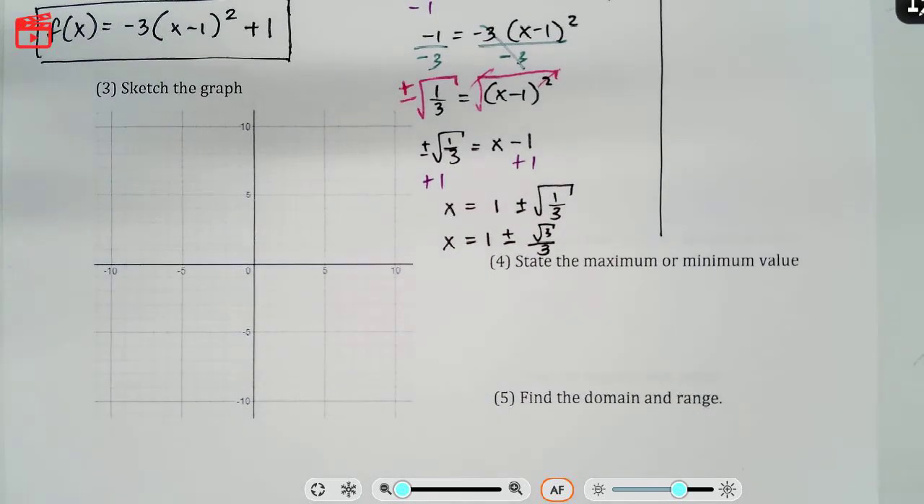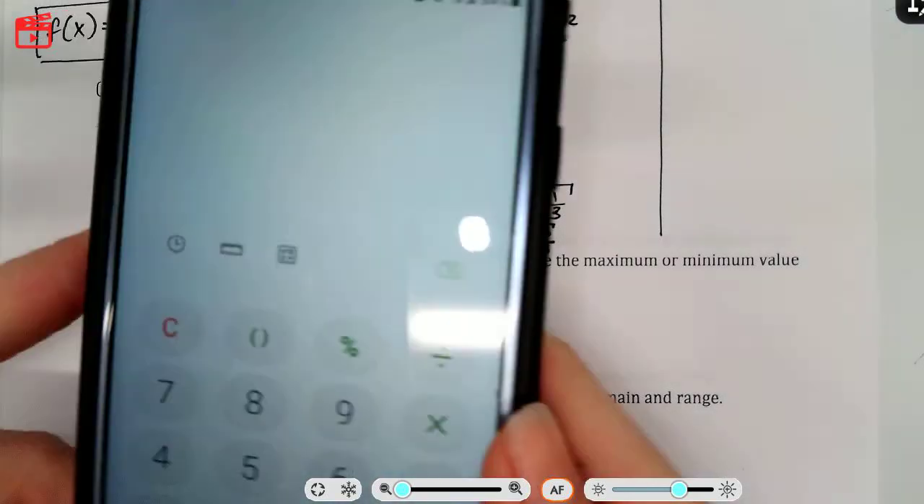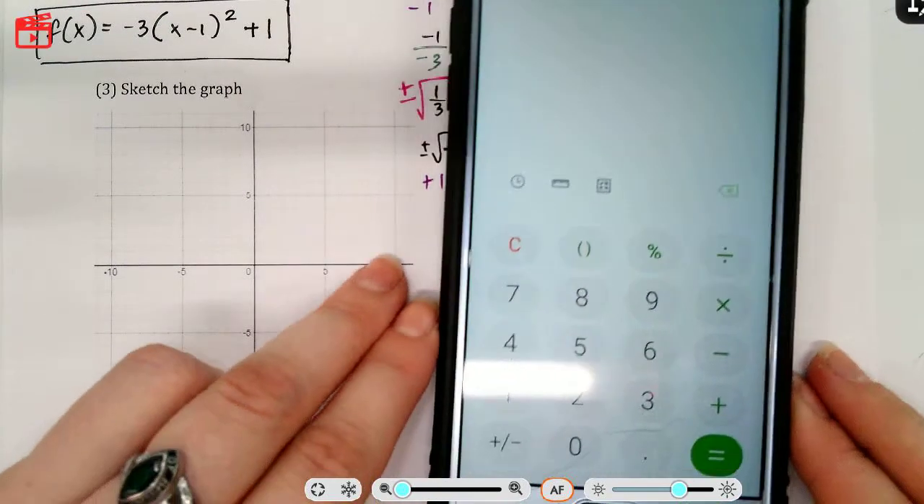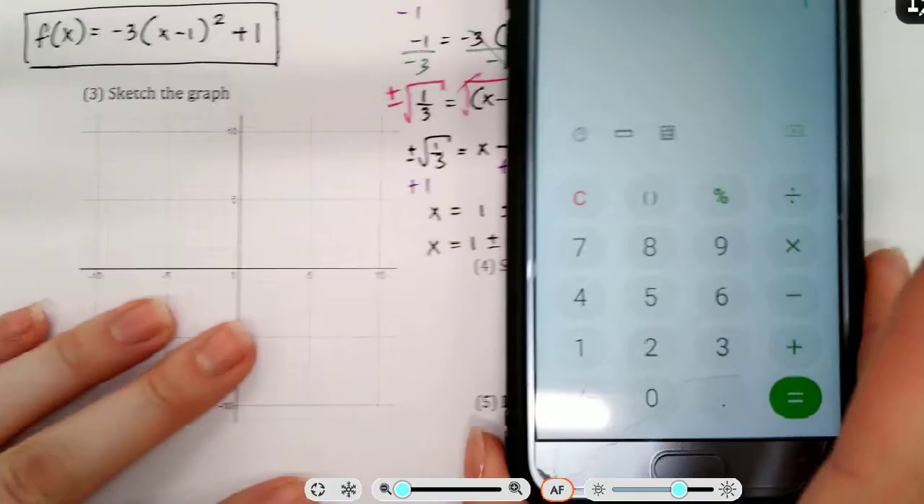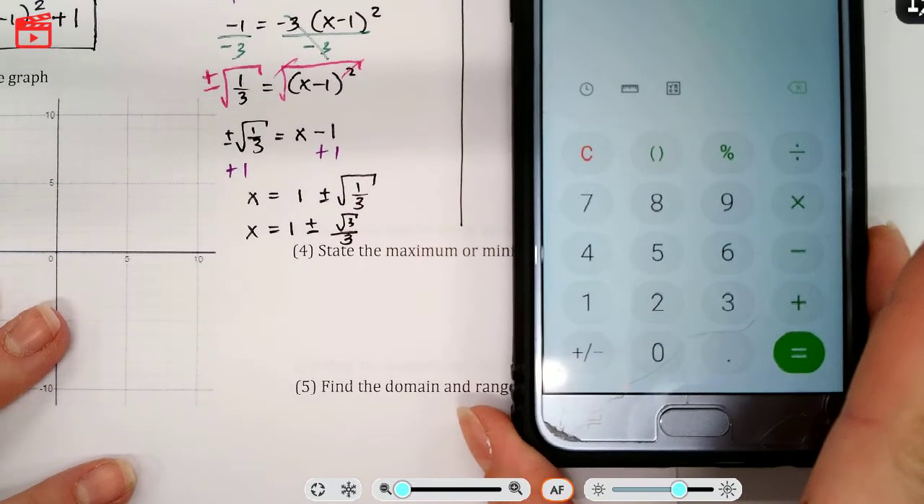But what would that number actually be? Because for graphing, it's harder to figure out what the graph of square root of 1 over 3 is. So let's go ahead and figure out, oop, my battery just died in that calculator. Let me pull out my phone. All right, here we go. So, my wonderful cheap phone. Okay, so we are finding square root of 1 over 3.